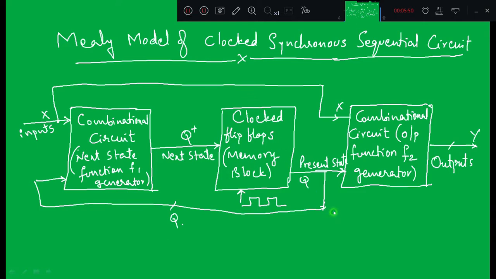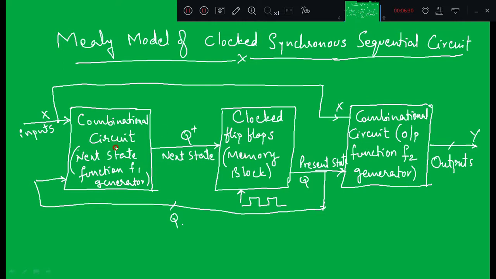Next one is the Mealy model of clock synchronous sequential circuit, right? So in the previous slide, what we have seen was the general block diagram of clock synchronous sequential circuit. Now we are going to differentiate the same clock synchronous sequential circuit with respect to two different models, that is Mealy model and the Moore model, right? The block diagram I am going to discuss here is nothing but the same block diagram I discussed in the last slide. So instead of two blocks, I have represented it using three blocks now, right?